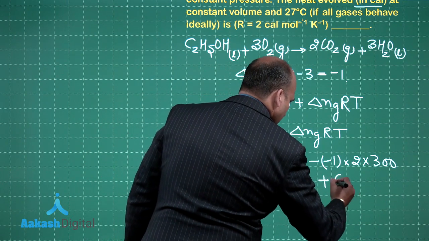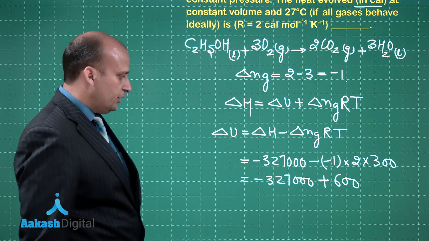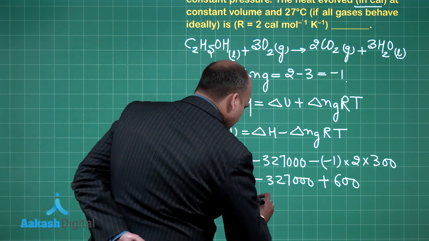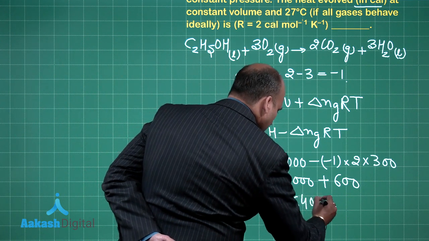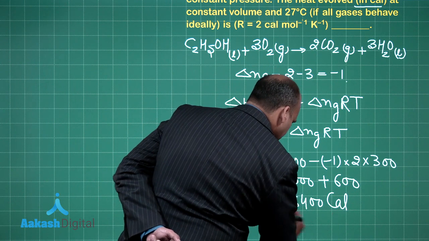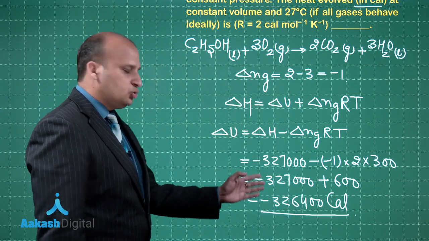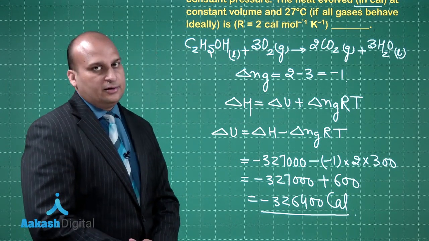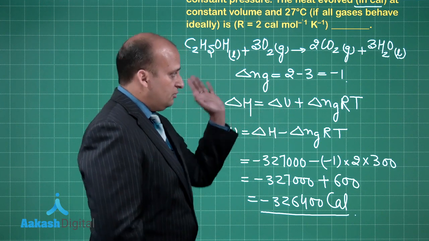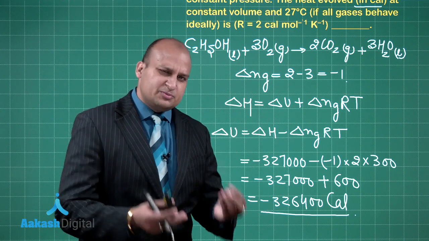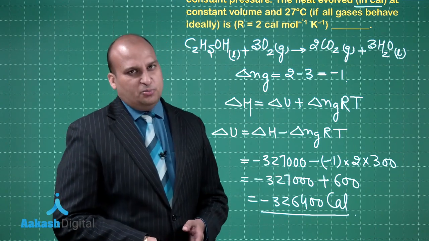So, this is minus 327,000 plus 600, right? Okay. So, your answer will come out to be minus 326,400 calorie. Okay, dear friends. So, answer should be minus 326,400 calories. Pay attention to this part that rest everything you might be knowing, but just because you are not using the right units, you will lose your marks. Okay.